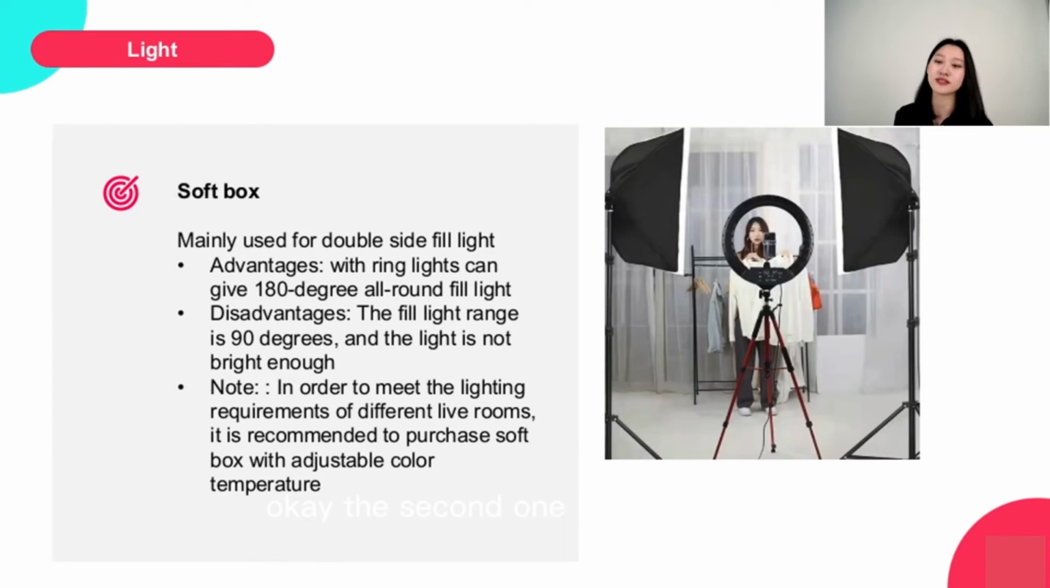Okay, the second one is the softbox. The softbox is mainly used for double-side fill lights. So if you use the softbox along with the ring lights, you can create a 180-degree all-round fill light. However, please pay attention. The fill light range of the softbox is only 90 degrees. So the softbox alone is not bright enough. And in order to meet the lighting requirements of different live rooms, you can purchase softboxes with adjustable color temperatures.